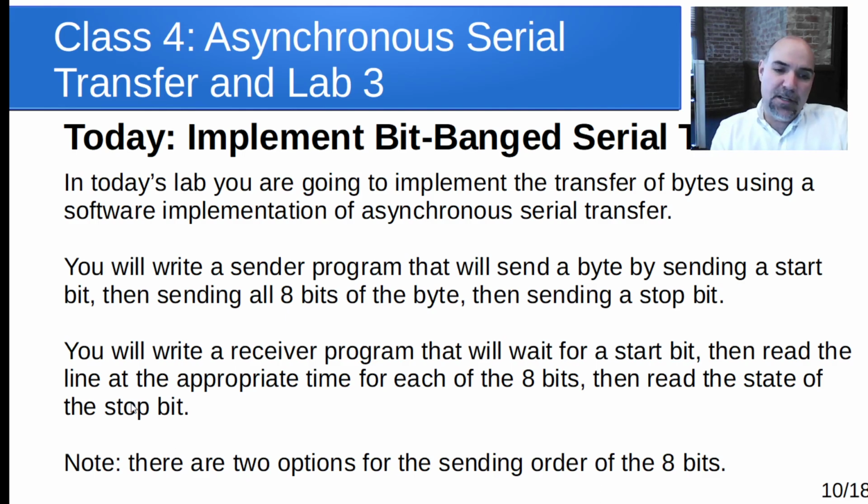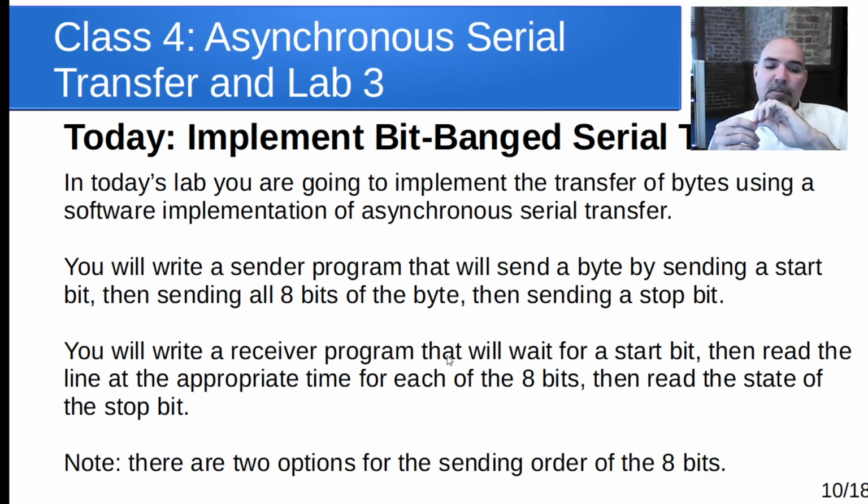The next thing down here is on the other end. To receive that, we're going to have to write the receiver program that sits and waits for the start bit. In other words, it waits for the line to go low. As soon as the line goes low, it times off, reads the line, waits, reads the line, waits, reads the line, waits. Does that for all 8 bits. After it's done with doing that for all 8 bits, it has a byte. Print out the byte. We'll read the state of the stop bit, print out the byte, and then we're done with that when we go back to waiting for the next start bit.